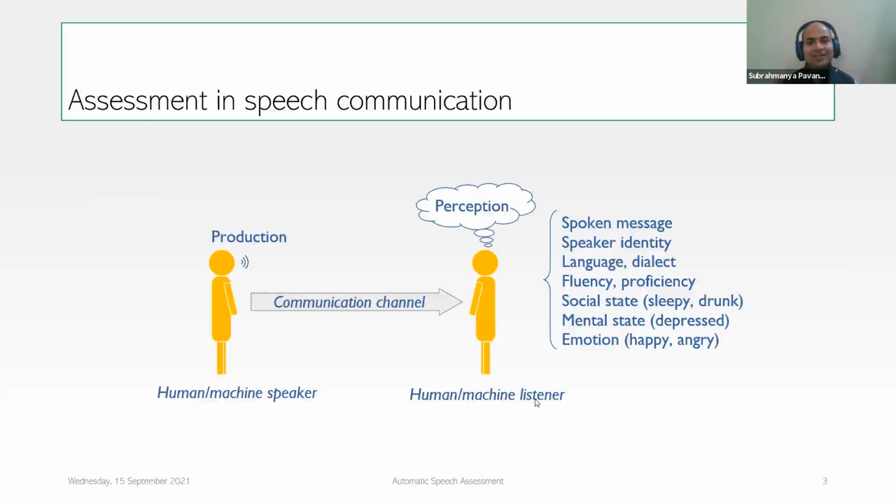So what is speech assessment? When a person speaks to another person, the listener can assess several kinds of information from speech. It could be about the spoken message, like how it was spoken. They can identify the speaker, the spoken language, and the dialect. They can identify how fluent or proficient the speaker is in this language. They can also detect whether the speaker is feeling sleepy or drunk, which we refer to as the social state. They could sense if the speaker is feeling a specific emotion or is depressed.